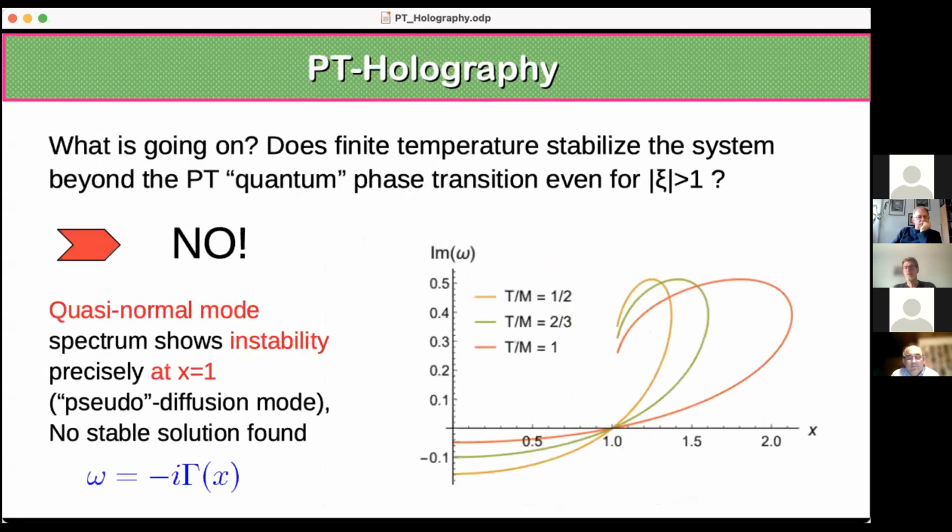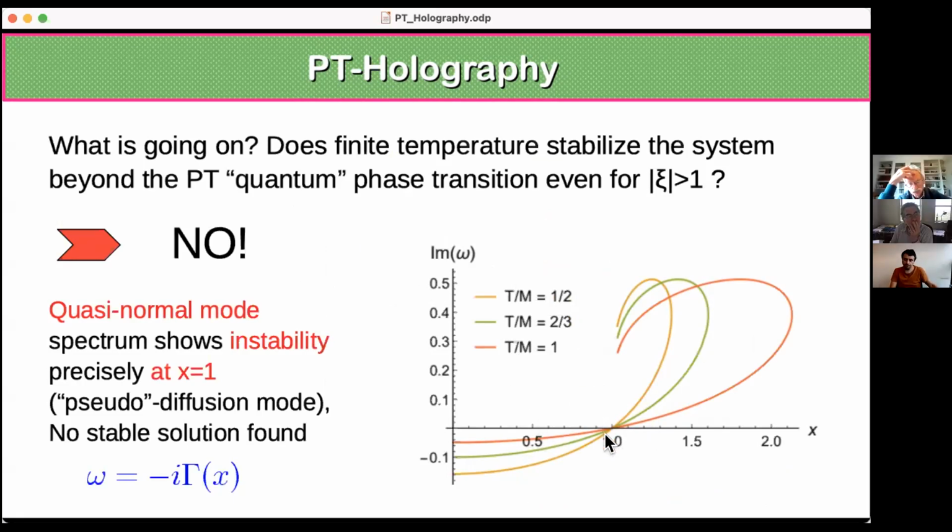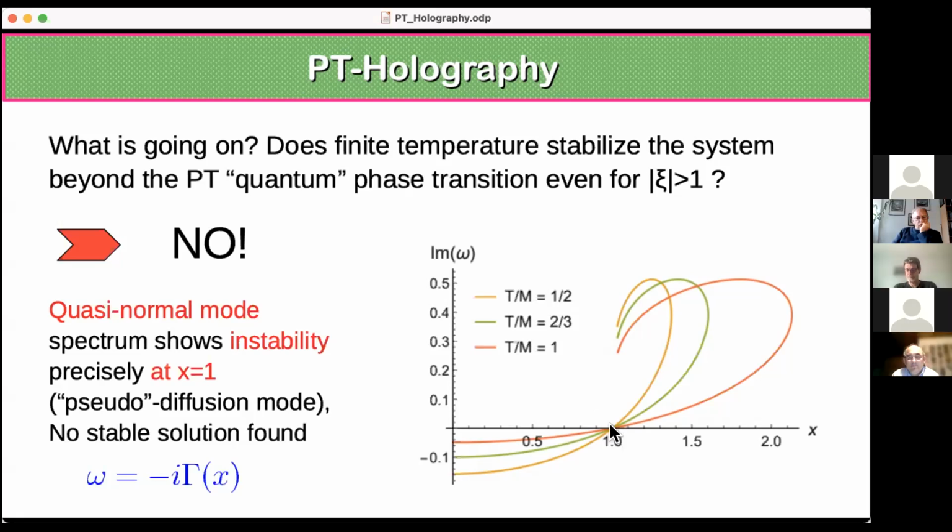And the answer is no, because you do not only study the background solution, you also have to study the stability, and for this you have to study how small fluctuations behave, and for this you have to precisely study these quasi-normal modes. And it turns out that universally for all temperatures, precisely at this exceptional point, psi equals 1, there is a quasi-normal mode which always sits precisely here, independent of the temperature.